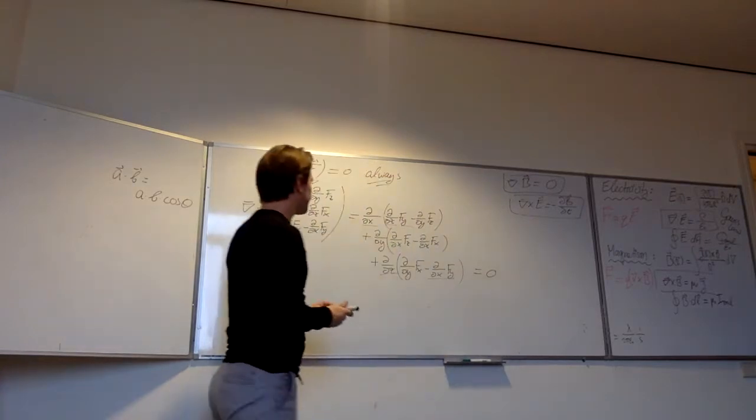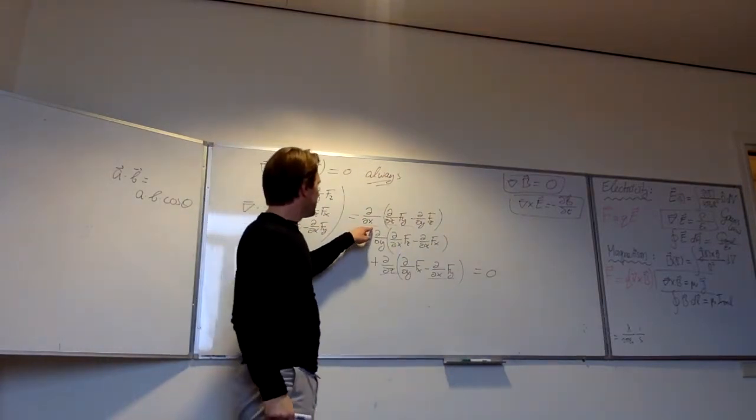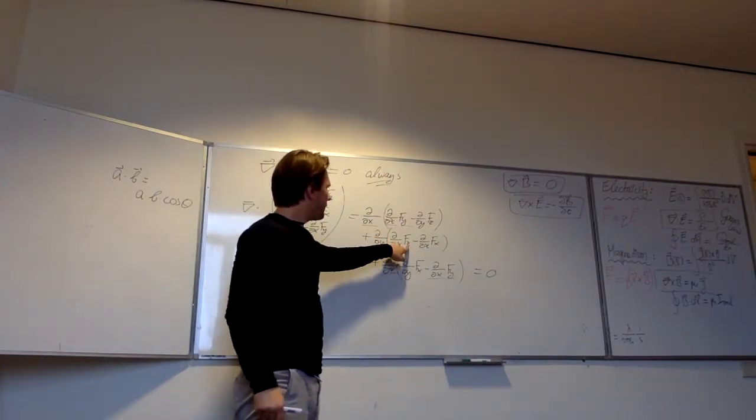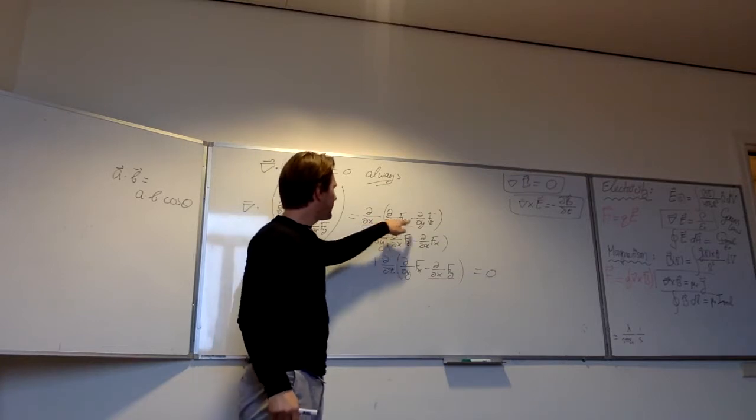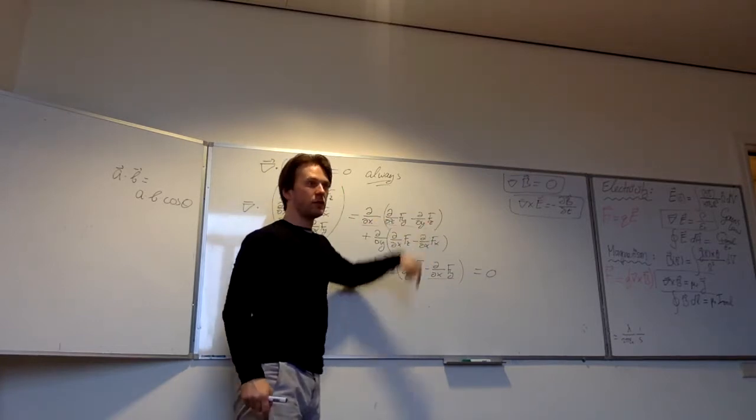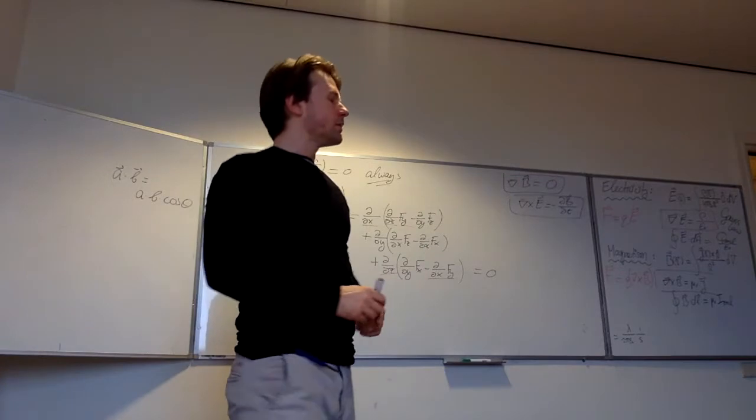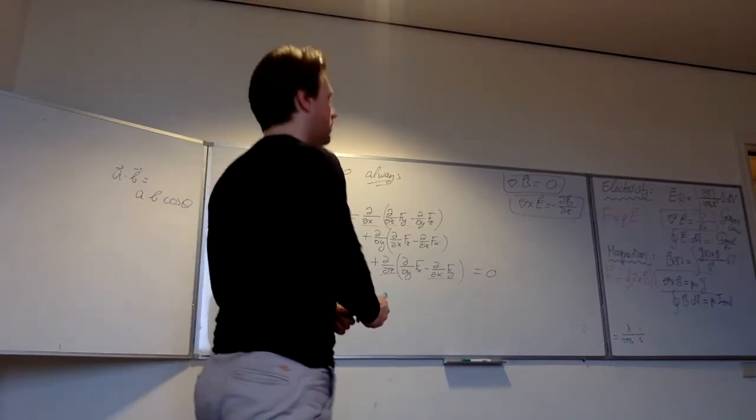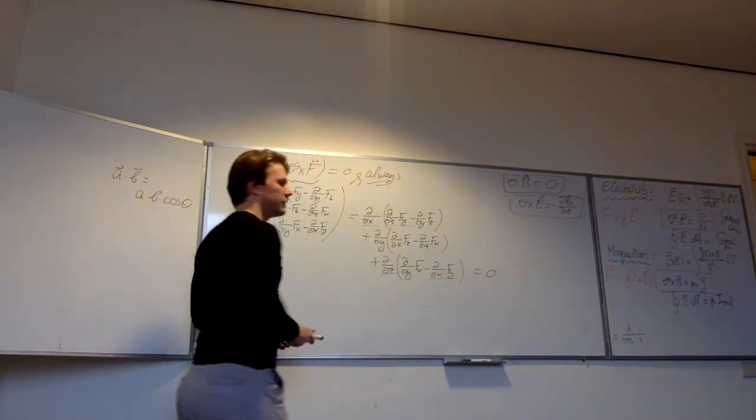Here, one more. d/dy d/dx of f_z. Oh, look, here it is: d/dx d/dy of f_z with a minus sign. They cancel each other out. And there you go. So that's that exercise. So that's true.